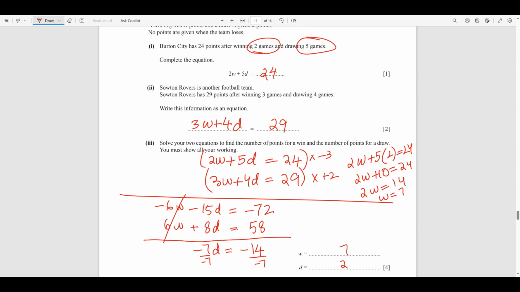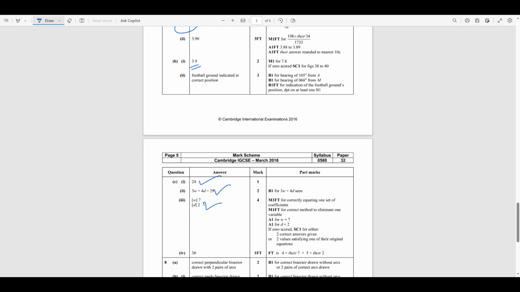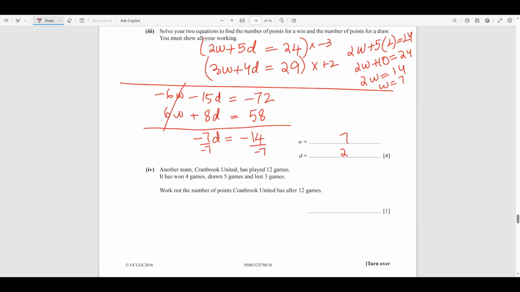Let's check it. 29 from the previous and 7 too, right? Next. Another team, Cranbrook United, has played 12 games. It has won 4, drawn 5, and lost 3. So you have to calculate for the points.